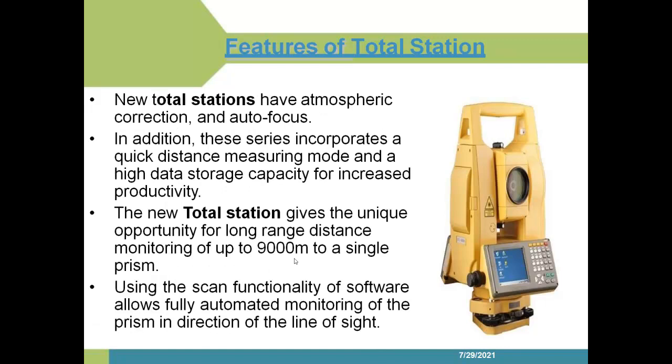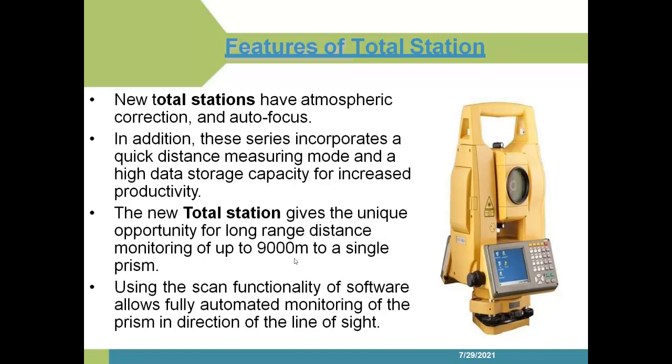Among the features of the total station, the instrument has autofocus and atmospheric correction also. At the same time, it has two types: one is the prism and the other is the prismless total station. Prism total station means it has one prism. The laser pulse is sent to that particular prism, the pulse returns to the total station, and they get the reading. But in the prismless mode, it sends the signal to the obstacle.